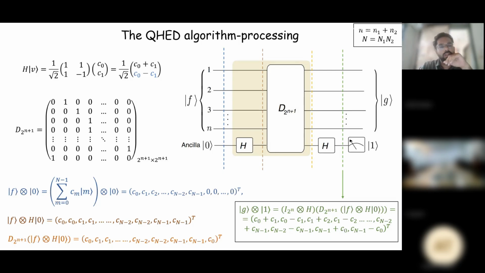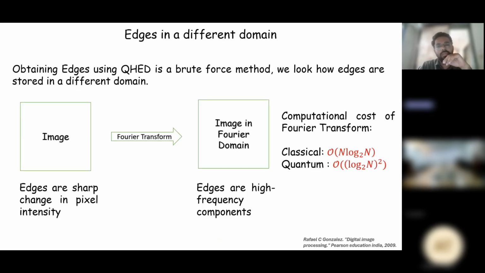If we look at this QHED method, it's a very brute force method. We are intentionally obtaining the difference between two adjacent pixel values, which seems very trivial. There is nothing very quick way to do that. So what we do is we look for how information about edges would look in some other domain.